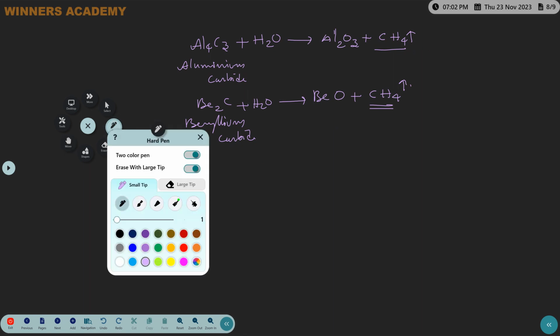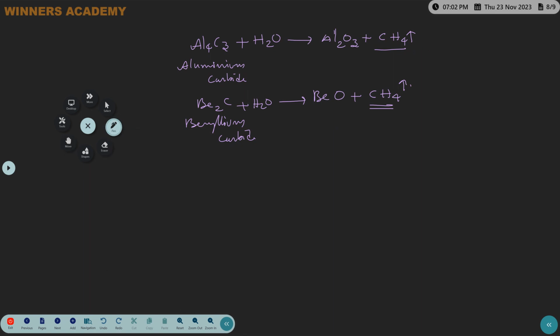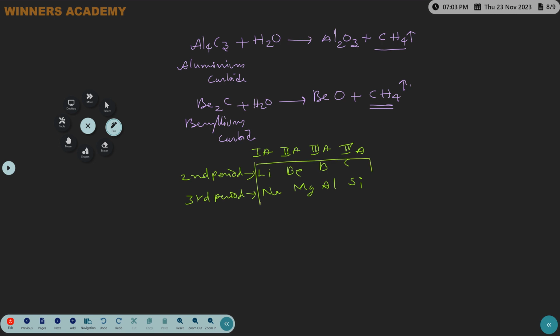See here, 1A group elements: lithium, sodium; 2A group elements: beryllium, magnesium; 3A group elements: boron, aluminium; 4A group elements: carbon, silicon. These are 1A group, 2A group, 3A group, 4A group elements. This is the second period, second period elements. These are third period elements.